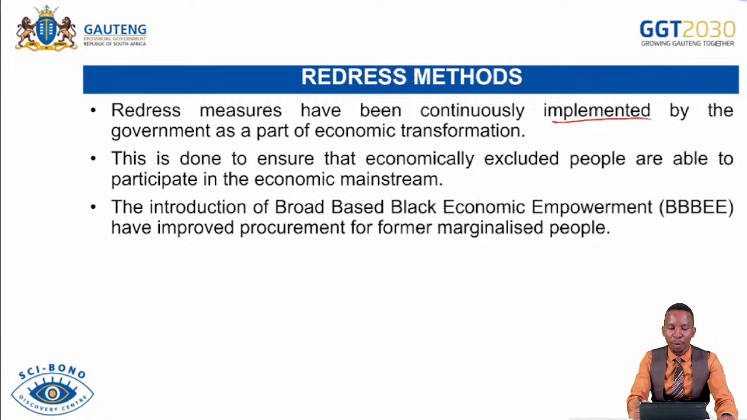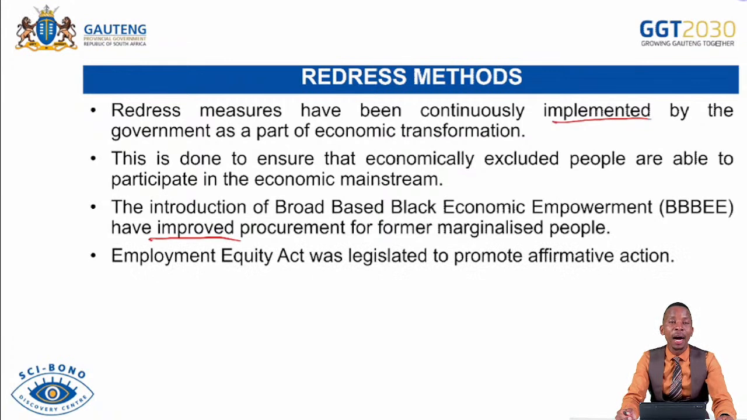The introduction of Triple BE, which is broad-based economic empowerment, has improved procurement for formerly marginalized people. It has allowed them to own some basic assets and resources within the economy, also occupying higher positions in the workplace. The Employment Equity Act was legislated to promote affirmative action, ensuring that people are not discriminated against in the workplace. People have access to equal opportunities regardless of race, gender, as well as color.